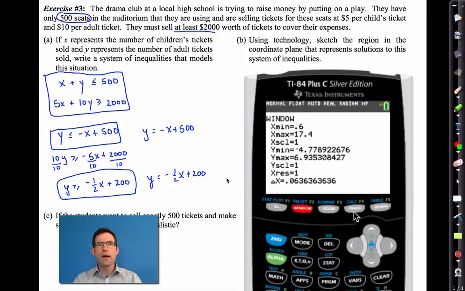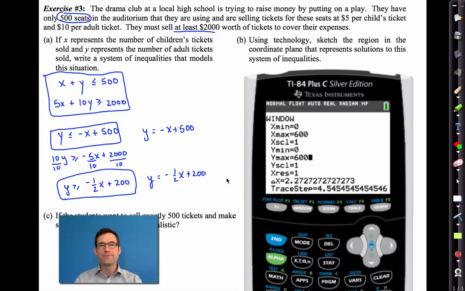Okay. Let's go into our window. Now remember, we're talking about the children's tickets and the adult tickets. So again, there's at most 500 tickets. We don't need to make our axes any bigger than 500. We'll go a little bit bigger just to fit everything. But let's do X min 0, X max, let's go 600 again. Why not? Y min, let's go 0. And Y max, let's go 600 again. And now let's hit graph.